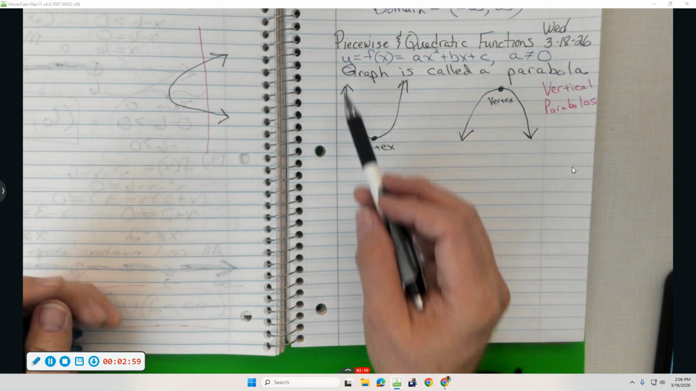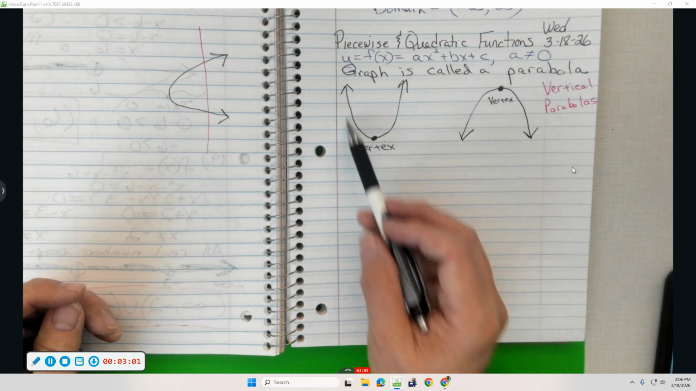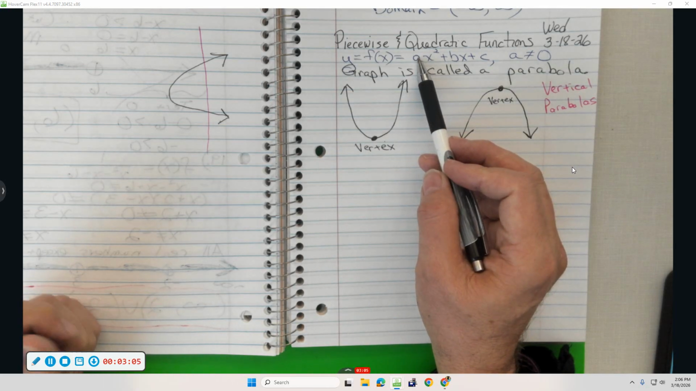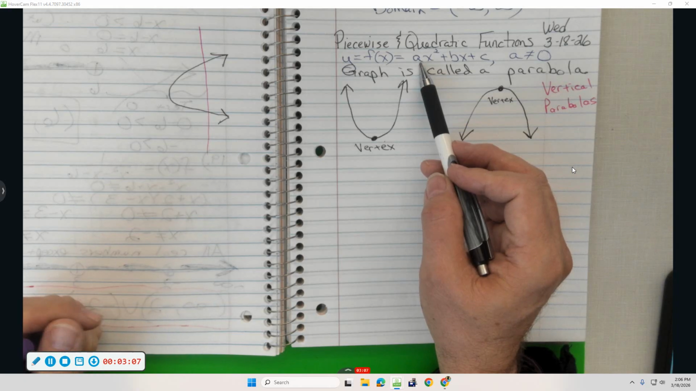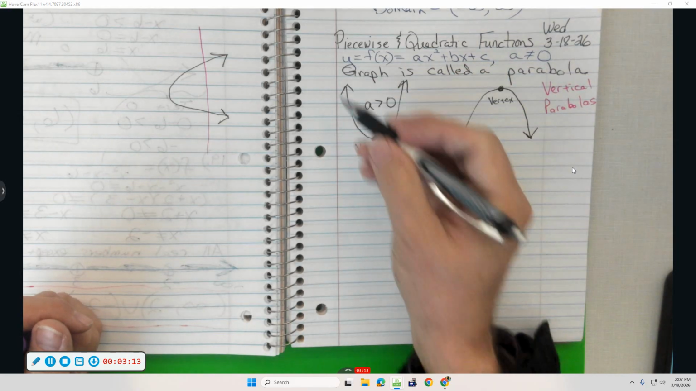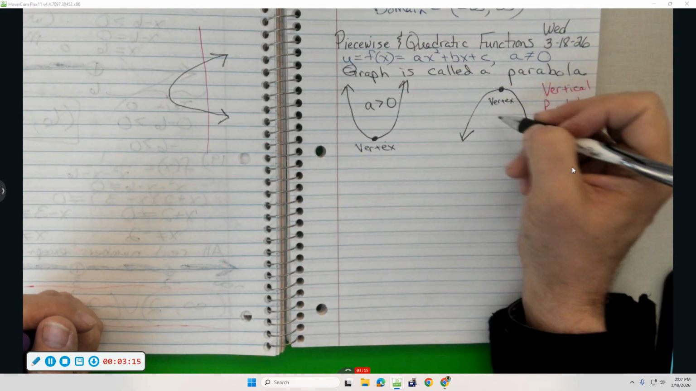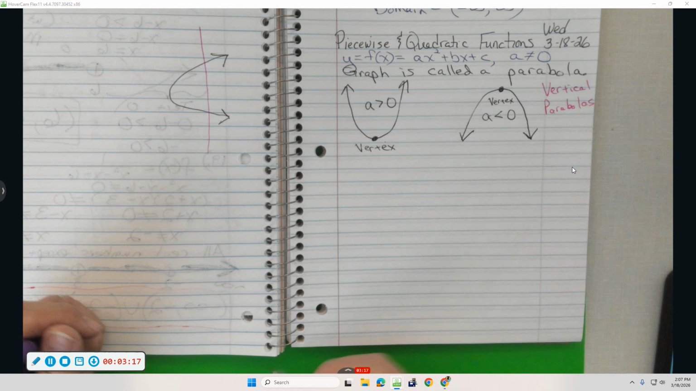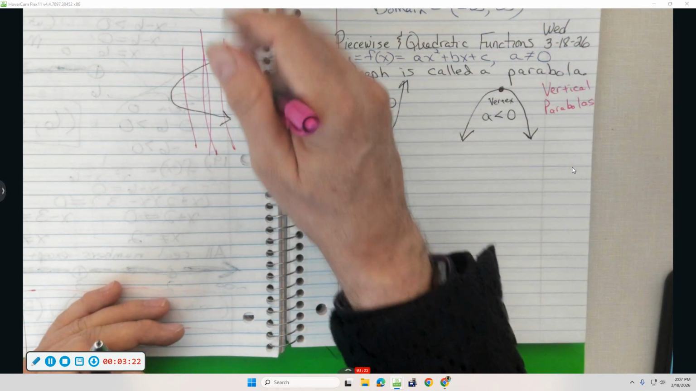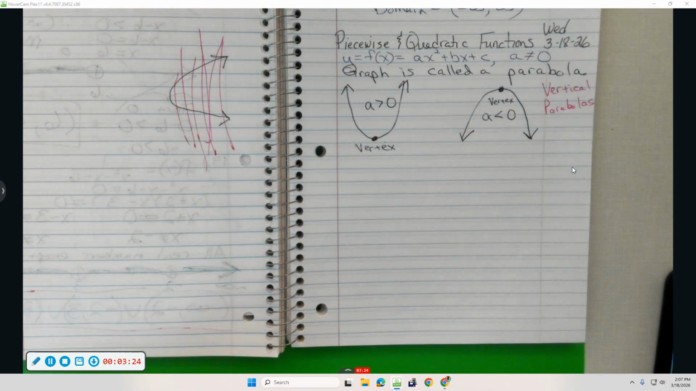If the parabola is opening upward, then you expect the a value, the leading coefficient, to be positive. So when I look at that number in front of x squared, if it's positive, I expect the parabola to open upward. If it's negative, I expect the parabola to open downward. And we're not going to be graphing any of these horizontals because they fail the vertical line test.